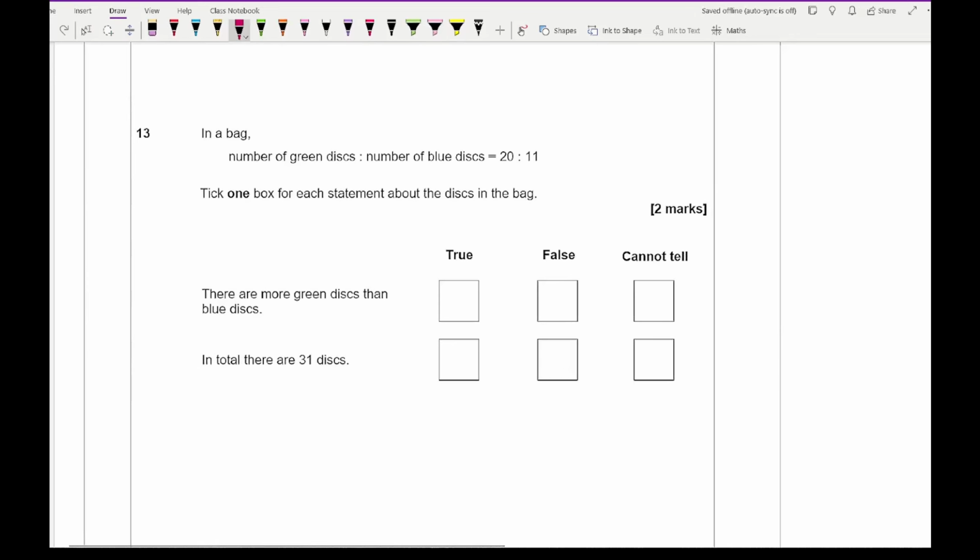Then for question 13, it says in a bag, the number of green discs to the number of blue discs is in the ratio 20 to 11. Tick one box for each statement about the discs in the bag.